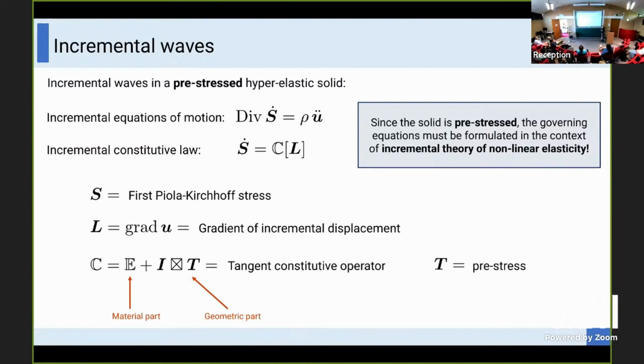So the constitutive C here is the tangent constitutive operator, and in case of a prestressed hyperelastic solid, the most general form of C is given by this formula. It's the sum of two terms. The first term is the material part, depending on the elastic properties of the solid. And the second term is the geometric part, which is produced by the prestress in the solid. Okay, so here is the prestress, and it is the factor which induces material instabilities in the solid. Indeed, the first term is always positive definite, or at least we assume it is, but the second term is indefinite, so it can produce loss of positive definiteness of the tangent constitutive operator.